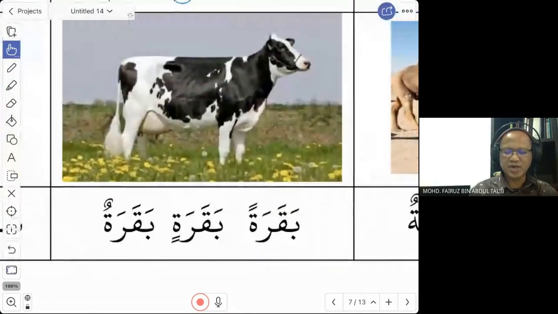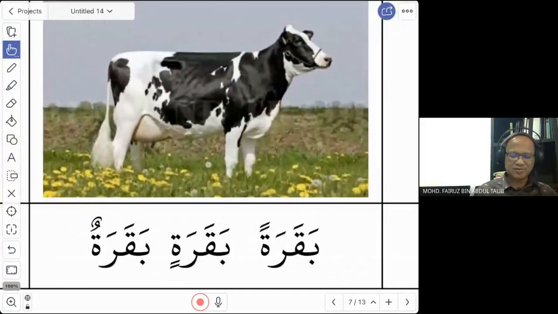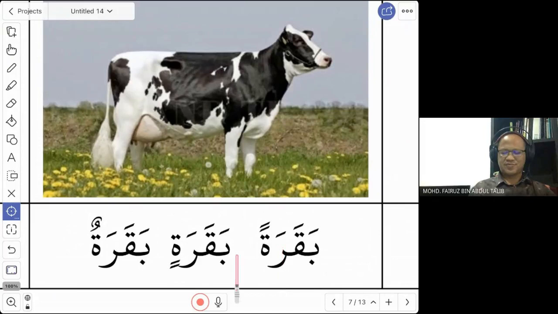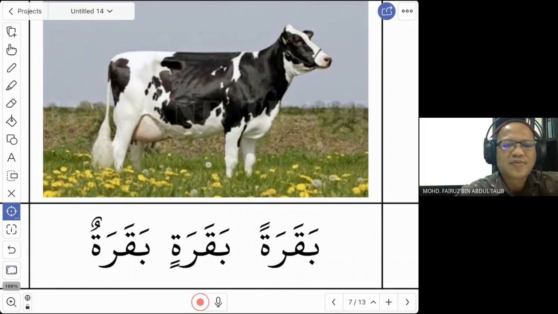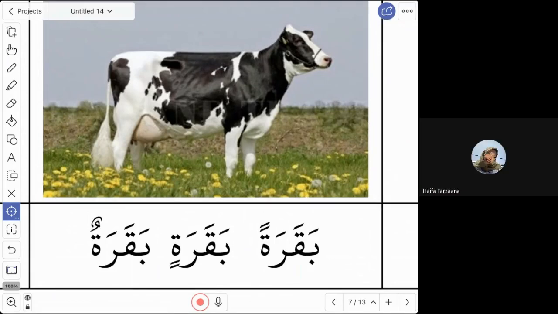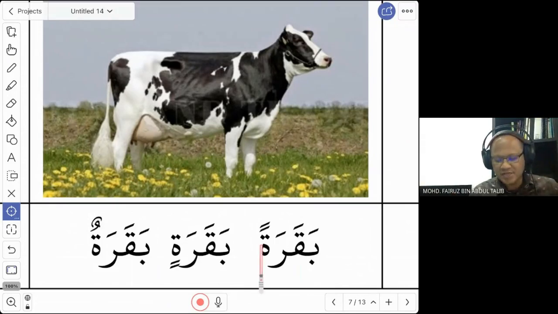Okay, next one. What is this? A cow. What is the word for cow? Baqaratan. Okay, the first word is baqaratan. But if you skip the ta sound, the tanween, how do you read the word? Baqarah. Yes, good.